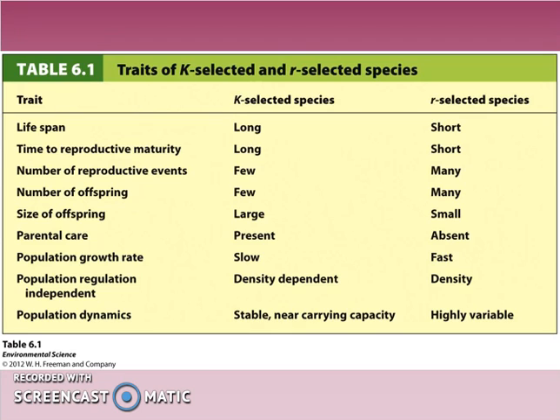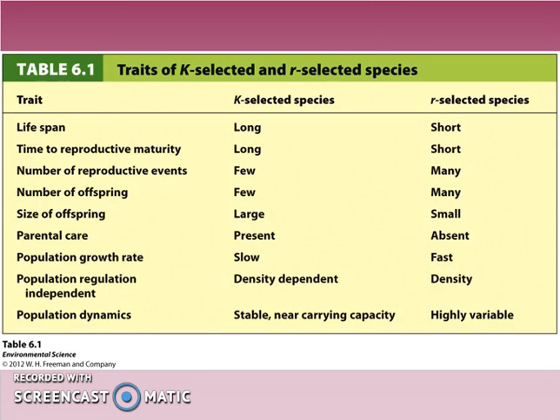The number of offspring, or the number of reproductive events they have, how many times they have babies, is very few. And that's usually because they start very late in life, and then they only have very few offspring, and they have them far apart, 3 to 5 years apart kind of thing. They don't necessarily reproduce annually or monthly. They don't reproduce very quickly. The number of offspring they produce is usually very few.